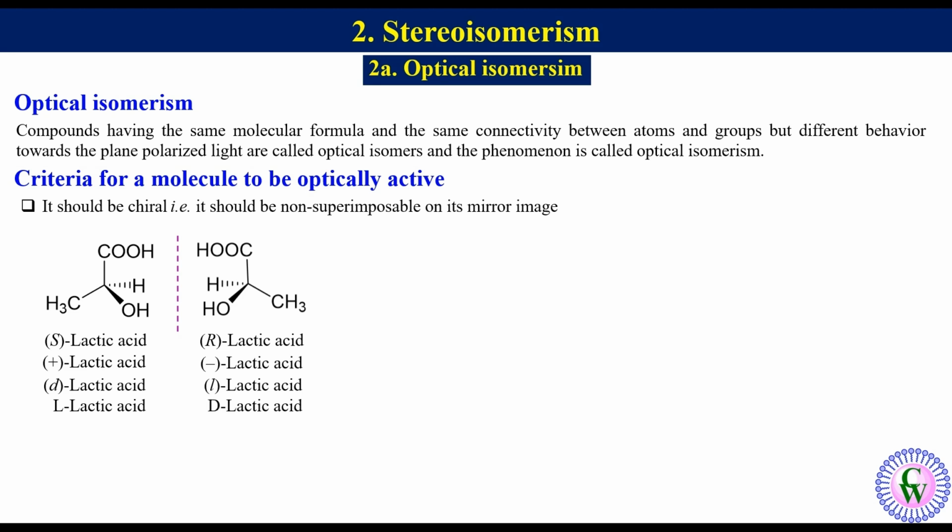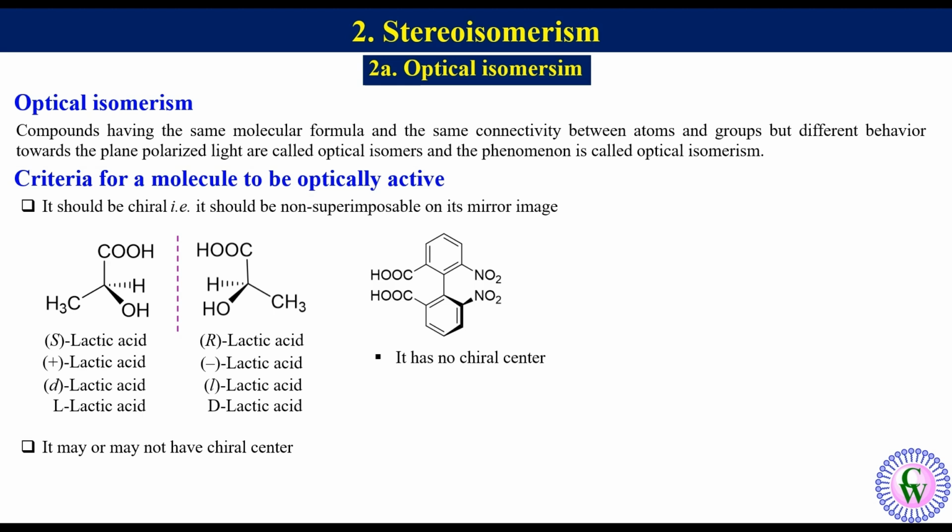For a molecule to be optically active, it may or may not have a chiral center. For example, this biphenyl doesn't have any chiral center, but it is optically active due to the presence of a chiral axis. The third and last point is that an optically active molecule doesn't have any plane of symmetry.